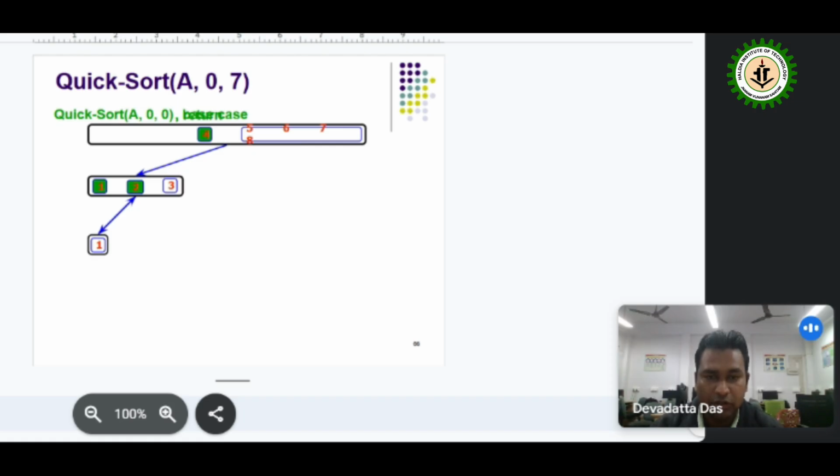So at first I'm dividing into two parts. Then finding the pivot element and comparing all the elements present in the left side or right side with the pivot element. After completing the whole procedure, I just combine the whole solutions. So that is the quick sort technique.